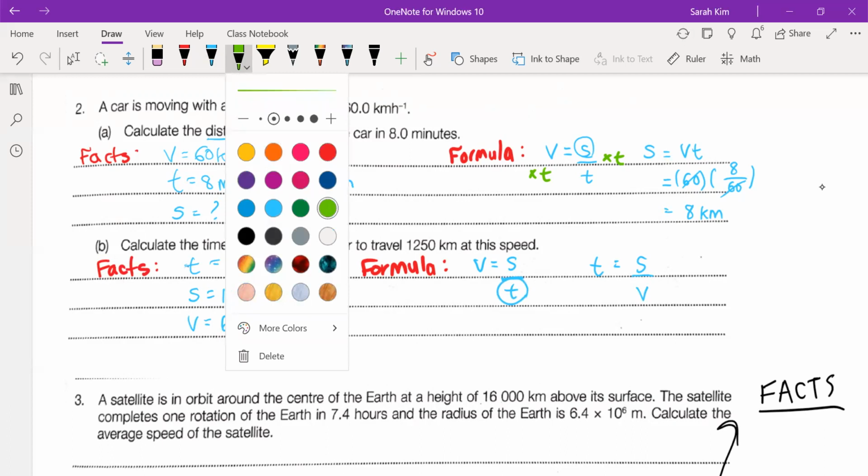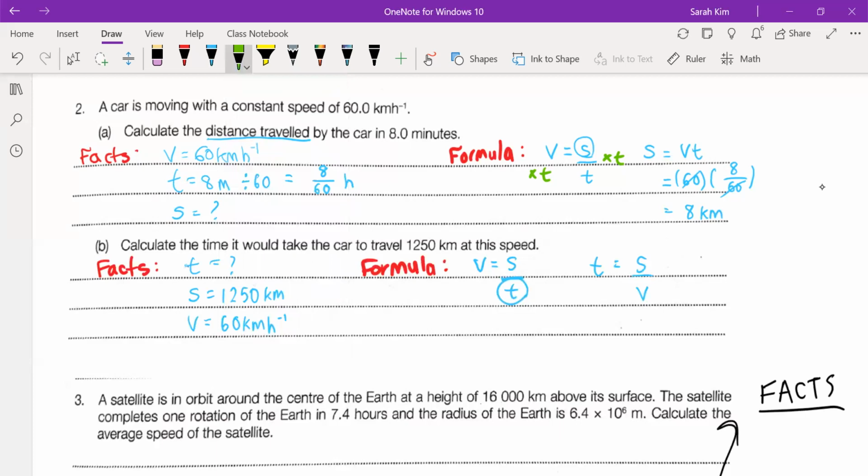First of all, I want this T to be on the top, the numerator. So I want it gone from the right-hand side and moved to the left-hand side. To be able to do that, I need to do the opposite of divide by T, which is times T. Hopefully you see that it's going to be VT equals S. Now T is not still by itself. You need to divide by V because V wants to be on the other side. T wants to be by itself. So therefore, we get T equals S over V. That's how you rearrange it if you weren't sure.